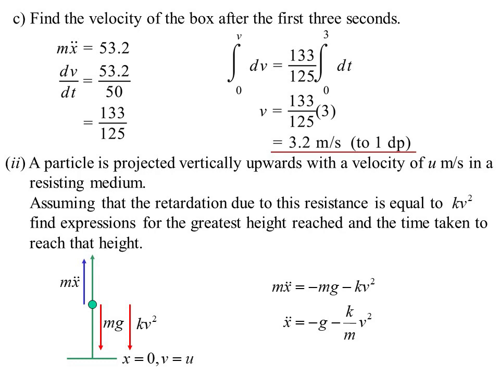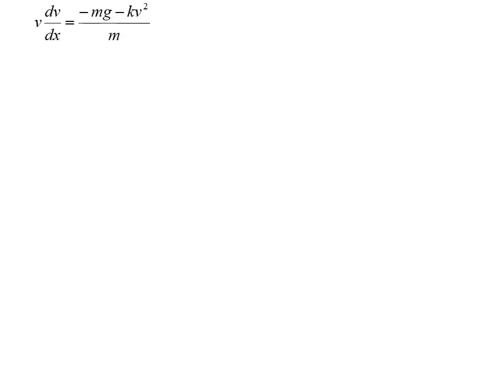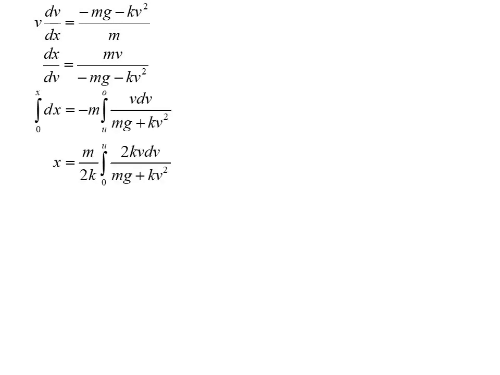m x double dot, our resultant force, is minus mg minus kv squared. Divide through by the mass, and I have an acceleration equation. We're trying to find expressions for the greatest height reached, so I'm going to use v dv/dx, a link between displacement and velocity. Now, it makes more sense to write that all as one fraction on the other side. So minus mg minus kv squared over m. Separate out the variables.